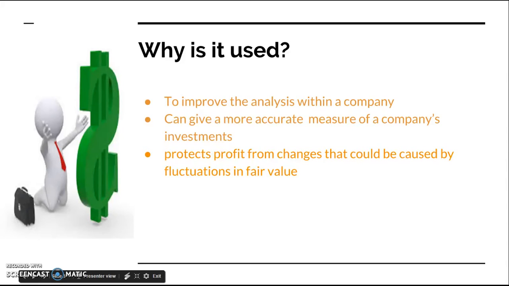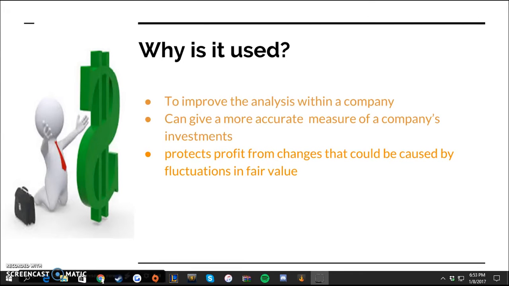Why is it used? Understanding and analyzing other comprehensive income can greatly improve the financial analysis within a company. It can help an analyst to get more accurate measure of a company's investment. Since comprehensive income is kept separate from profit, it protects profit from changes that could be caused by fluctuations in fair value, and can inform the user of the financial statement of the cash that would have been received if the investment had been sold at year-end, because the investment is reported at its fair value.